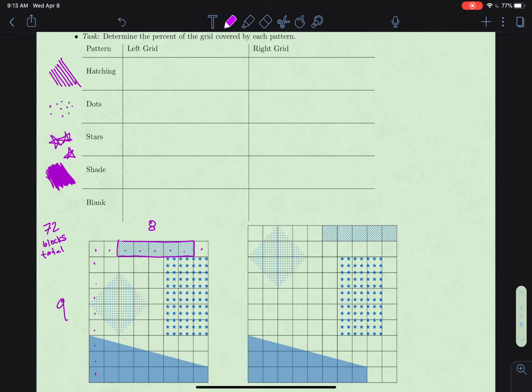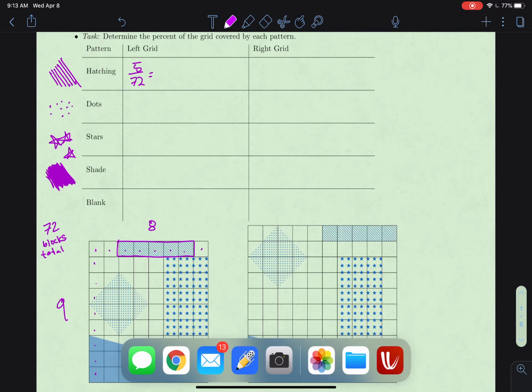And so when we go to calculate the percent covered by hatching, we have 5 out of 72. So we can write that fraction, and the way that calculating the percent will work is we convert the fraction representation of that number to a decimal, and then we convert the decimal to a percent. And so we just need a calculator to divide 5 by 72.